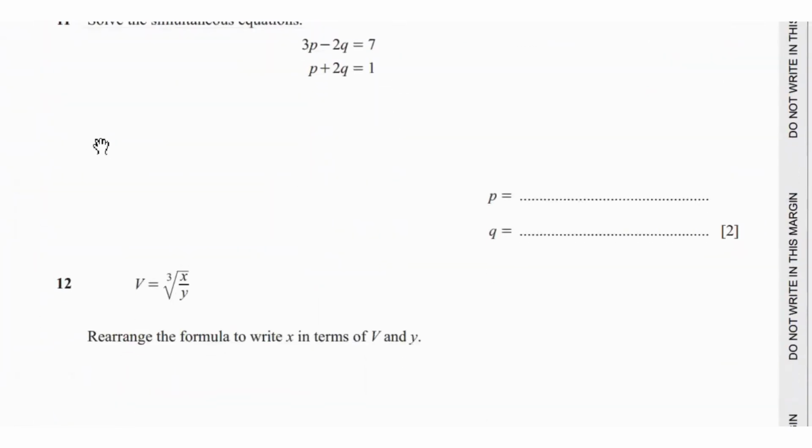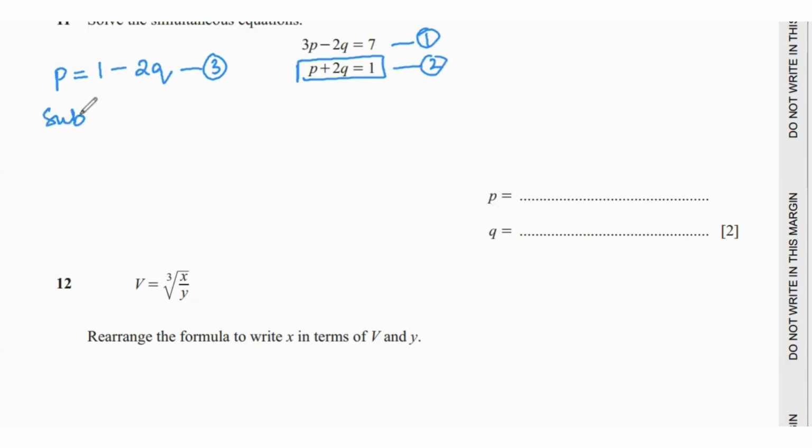Question 11 says, solve the simultaneous equations. So in this case, you can use both the substitution or elimination method. I'm going to try solving this with substitution this time because in the previous papers, it's mostly elimination. So for substitution, I'm going to pick this second equation and I'm going to make P the subject over here. So that gives us P equals 1 minus 2Q. I'm going to call this the third equation. This is the first, this is the second.